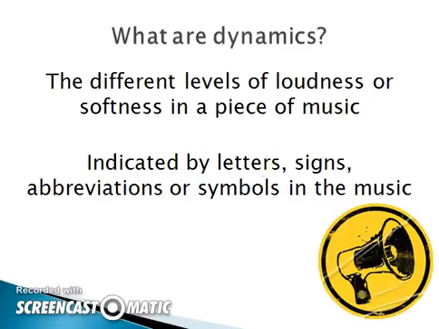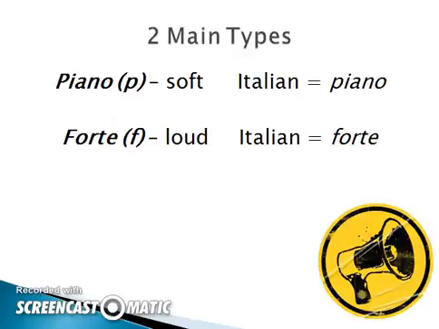So, what are dynamics? Dynamics are the different levels of loudness or softness in a piece of music. They are indicated by letters, signs, and abbreviations or symbols in the music. There are two main types or classifications of dynamics, loud and soft. Piano is an Italian word meaning soft. Forte is also an Italian word meaning loud.